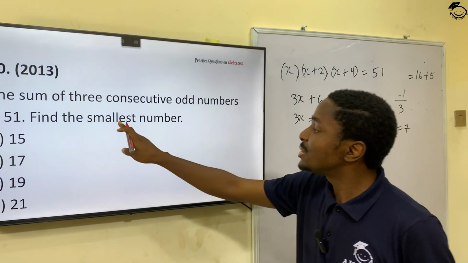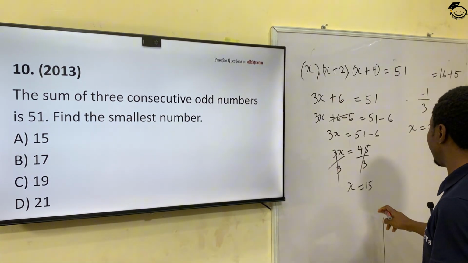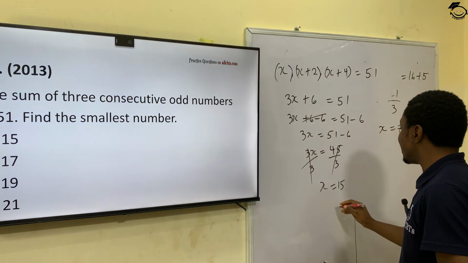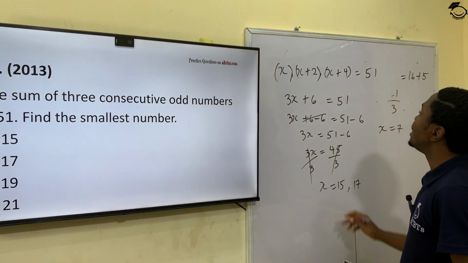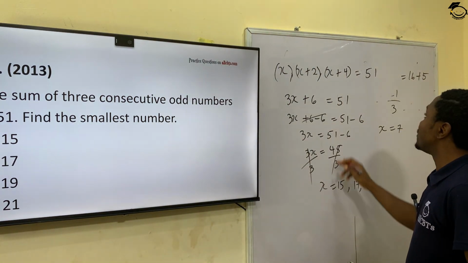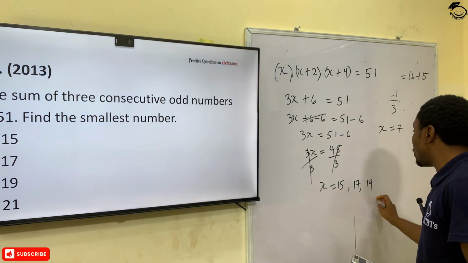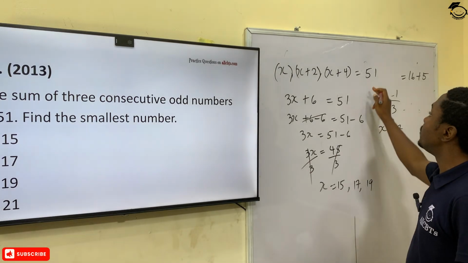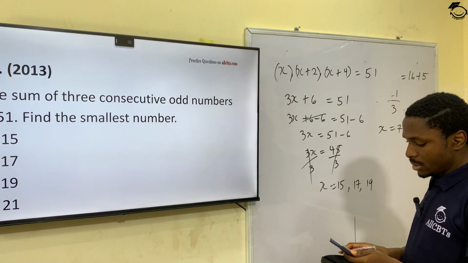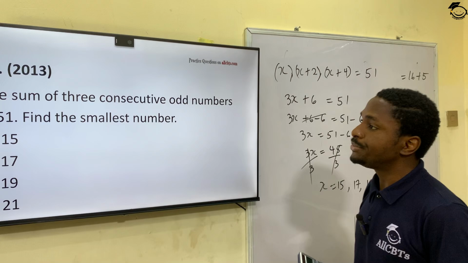So the smallest number will be what? 15. Okay, so x is 15. Then the next one will be what? x plus 2, 17. And then the next one will be what? x plus 4, 19. That's 15 plus 4, 19. 15 plus 2, 17. By the time you sum up all these numbers together, it should give you 51, right? So that's 15 plus 17 plus 19. Yes, and that's correct. 51.